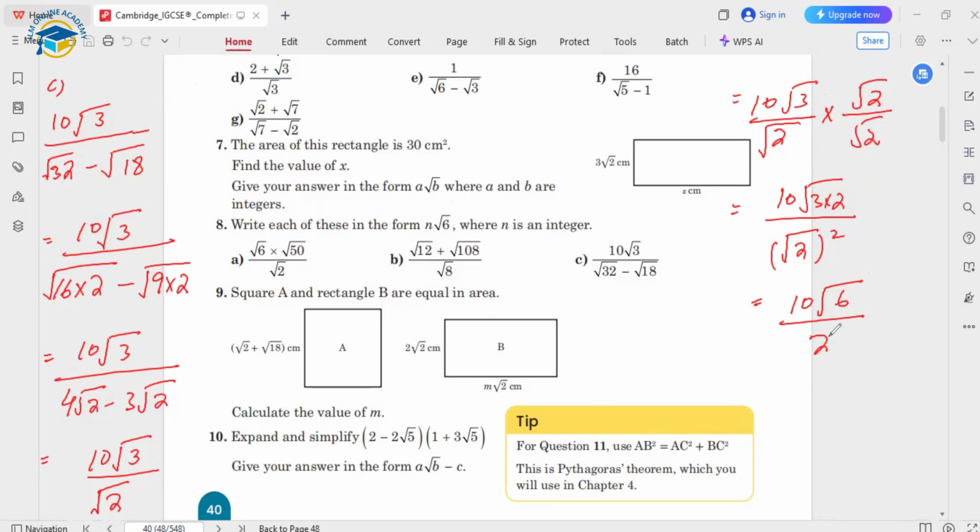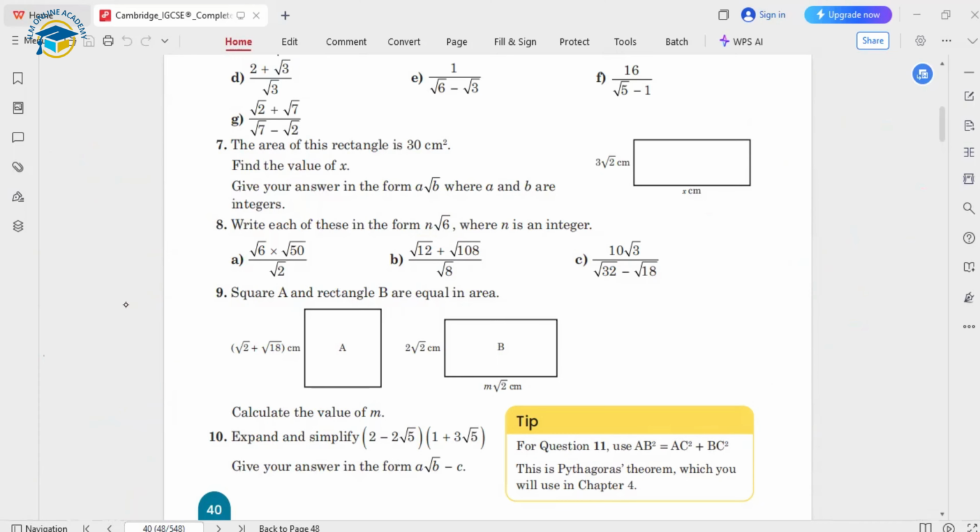The square will be cancelled out with the square root, and 2 fives are 10. So the number we got is 5 square root 6. This is exactly the form that they were asking for, and here 5 is represented by the integer n. Okay, so part number 8 is completely done. Next, let's go on with part number 9.